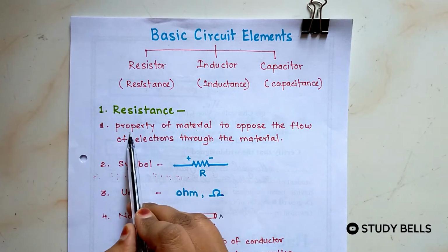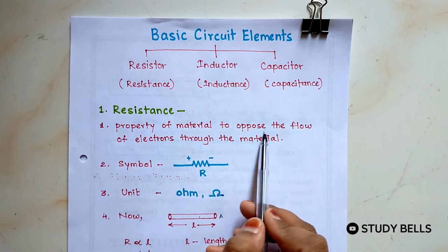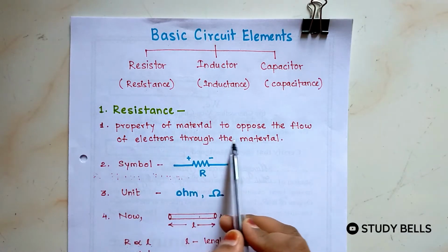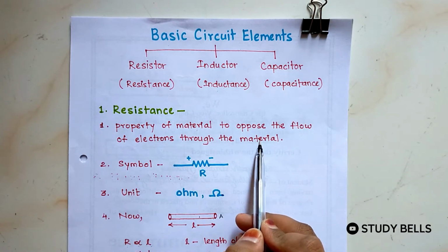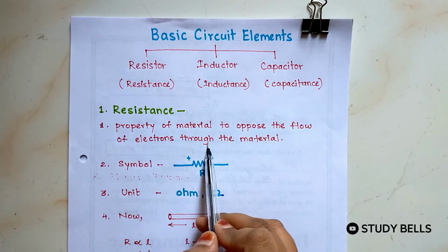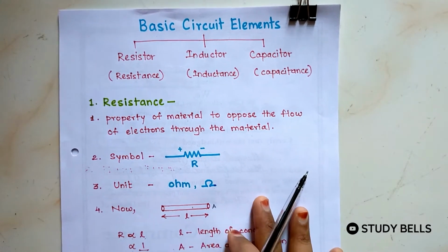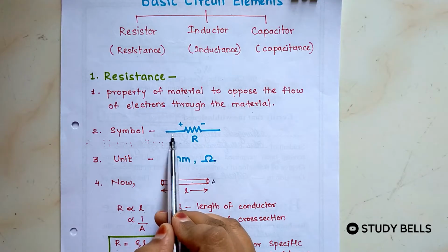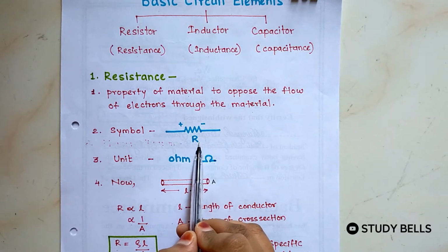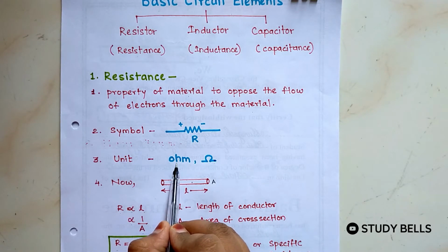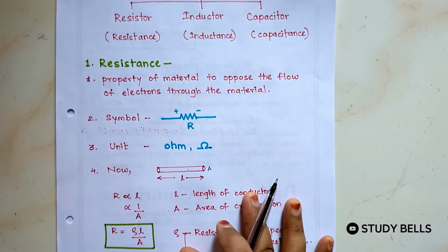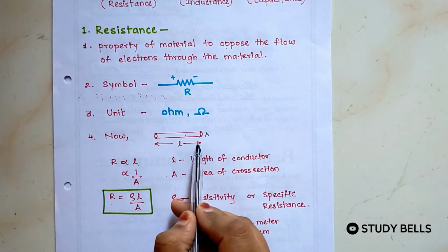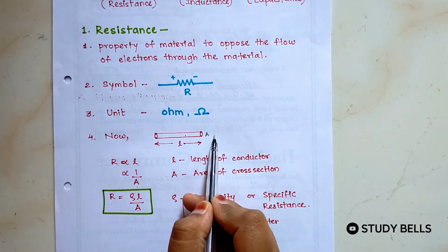Resistance. Property of material to oppose the flow of electrons through the material. That is, it opposes the current through the material. Symbol of resistance is this, denoted by R. Unit is ohm. Now consider a conductor of length L, area of cross section A.